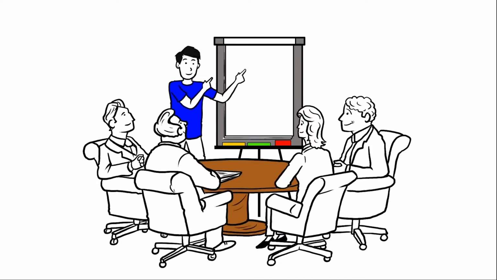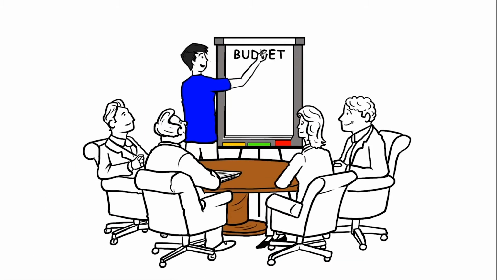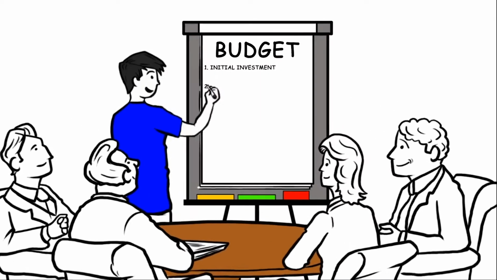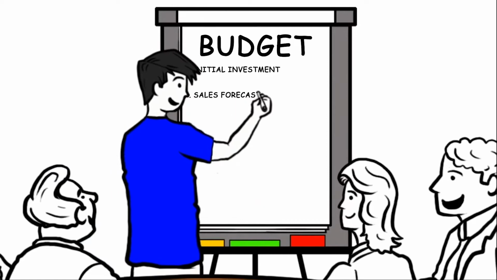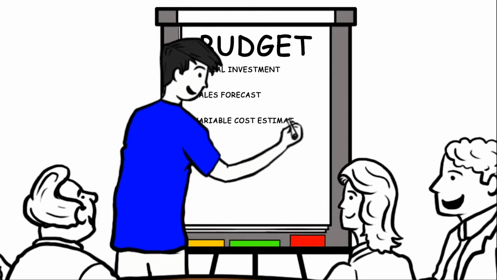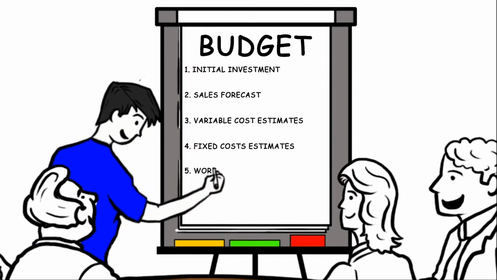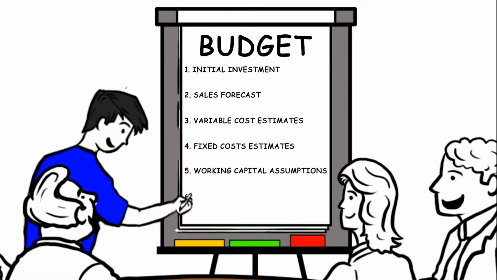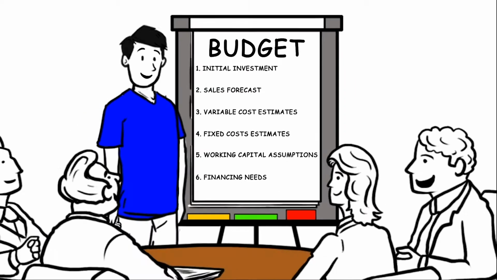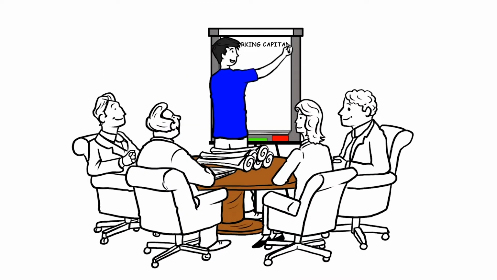To get started, divide your basic budget estimates and assumptions into 6 sections. 1. Initial investment. 2. Sales forecast. 3. Variable cost estimates. 4. Fixed cost estimates. 5. Working capital assumptions. And 6. Financing needs. Let us look closer at your working capital.